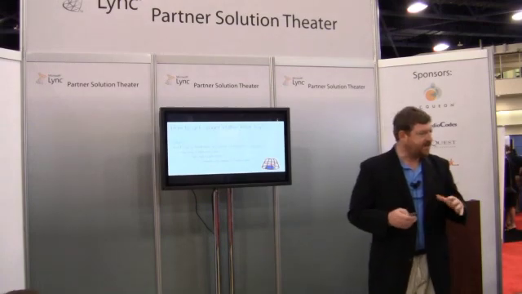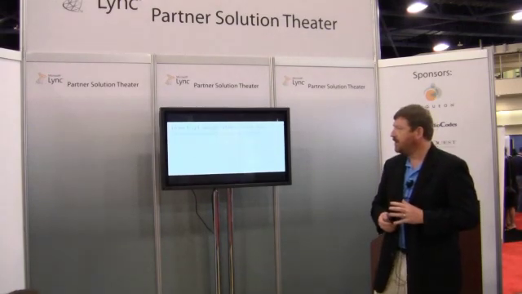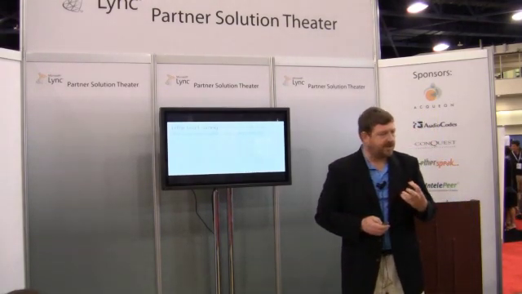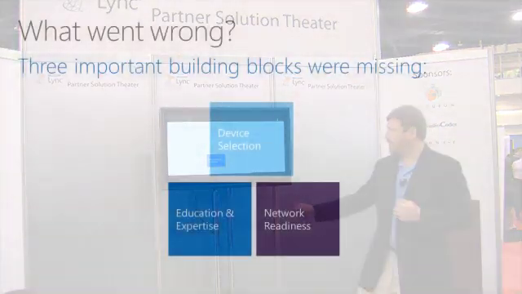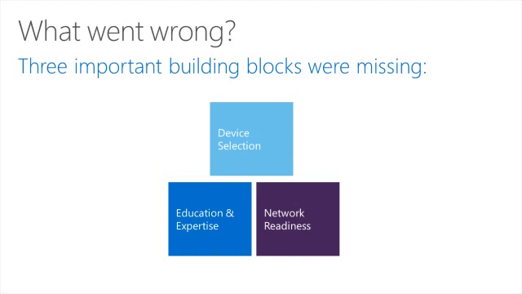So what happened here? Let's decompose it. There were three important building blocks that were missing, we think, in the Lync deployment. The first one was that there wasn't sufficient education and experience, and this is a very important step. Becoming educated not only on Lync, but also on the networking technology that Lync rides on. Secondly, you didn't know whether or not your network was ready for this. An assessment was not done to prove that your network was ready for the rigors of voice.